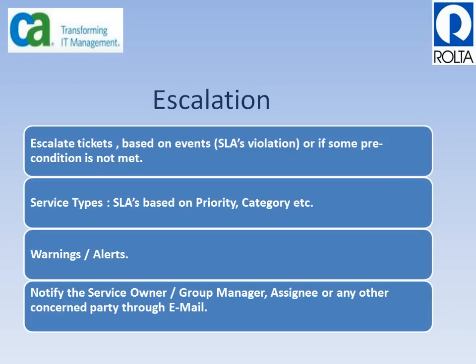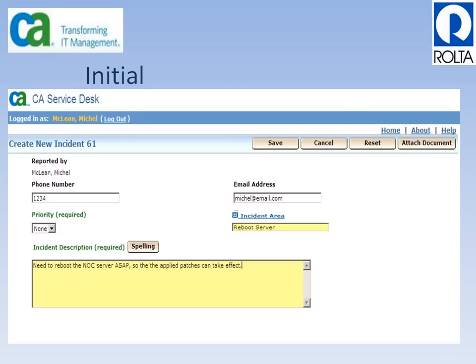Now let's assume Michelle, who's an employee with Vodafone and who is the operation manager, needs to reboot her NOC server, that is the network operating server. So she will open an incident with service desk asking to reboot the NOC server. Since a reboot of the NOC server is involved, she will select a category, that is incident type or incident area, as reboot server, as you can see in the screen.